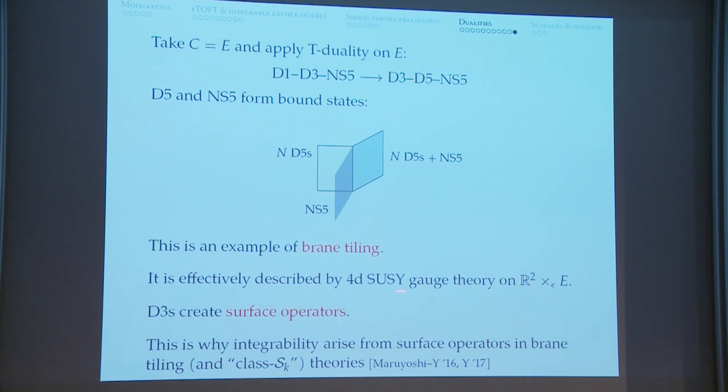But anyway, if you have a 4D theory and compute the partition function on this geometry, what you get is something called a supersymmetric index. And you can study how an insertion of a surface operator affects the supersymmetric index of this theory. And indeed, you find that a structure of an integrable system appears from surface operators in this theory, by looking at the supersymmetric index.